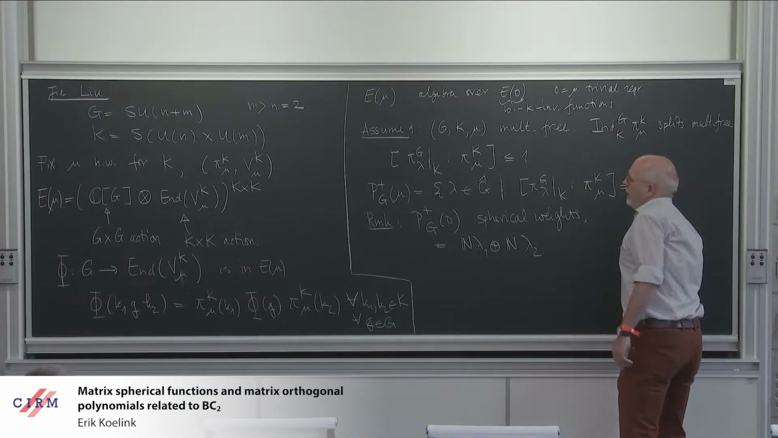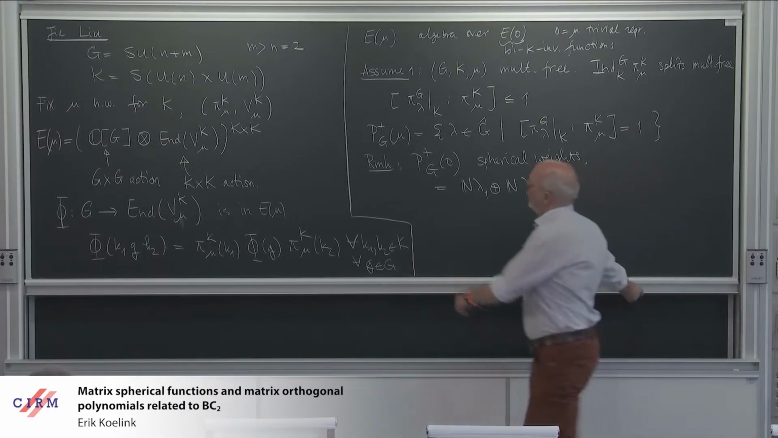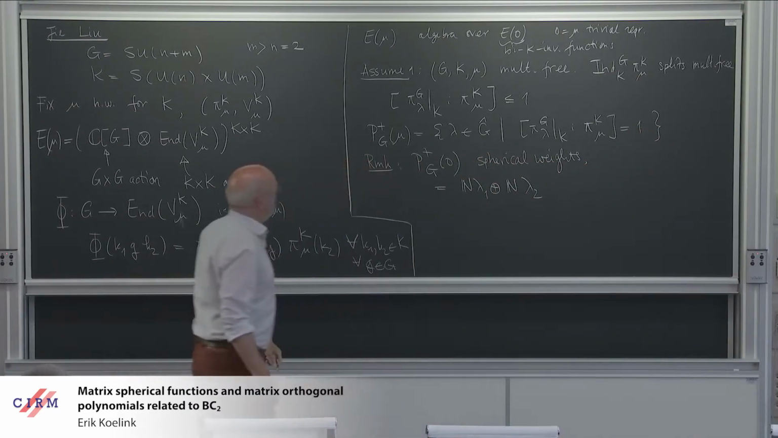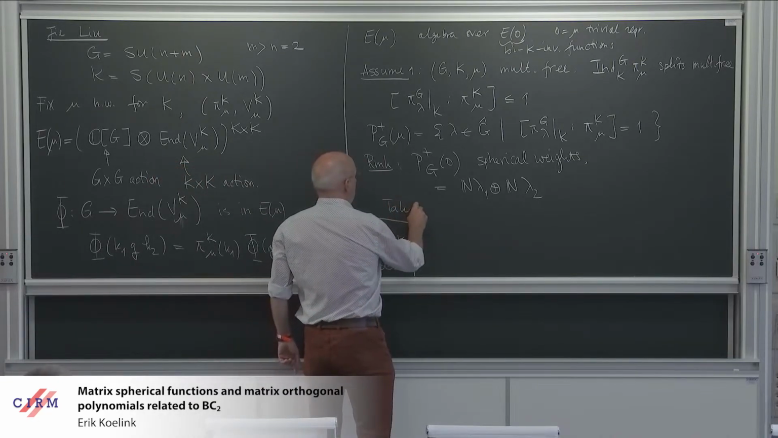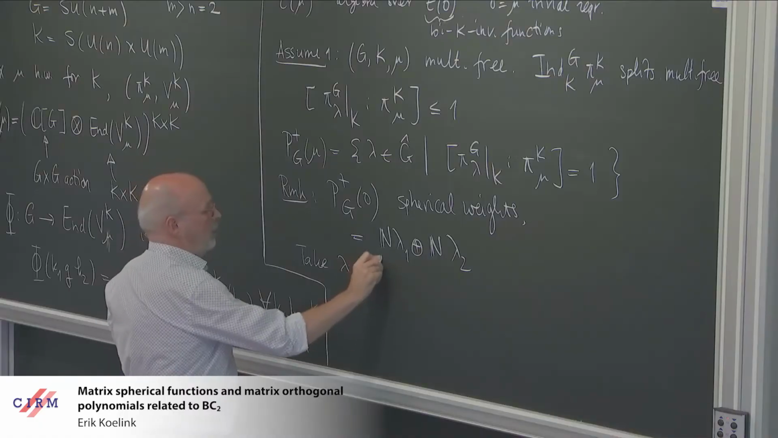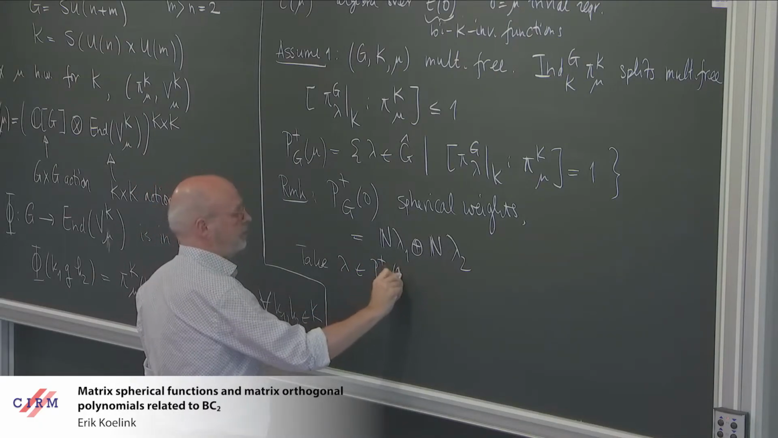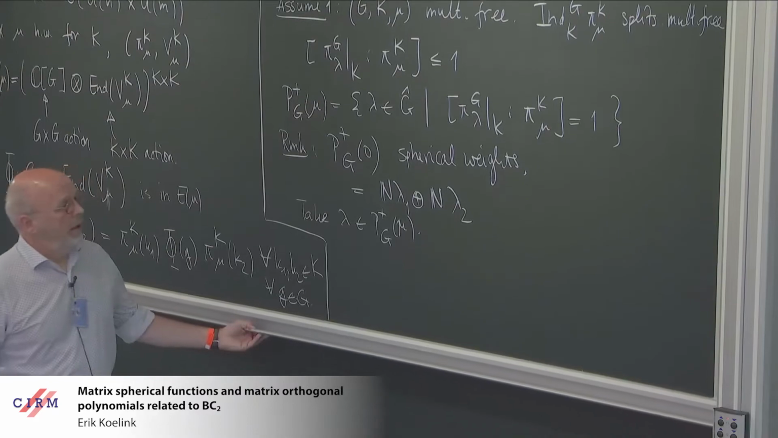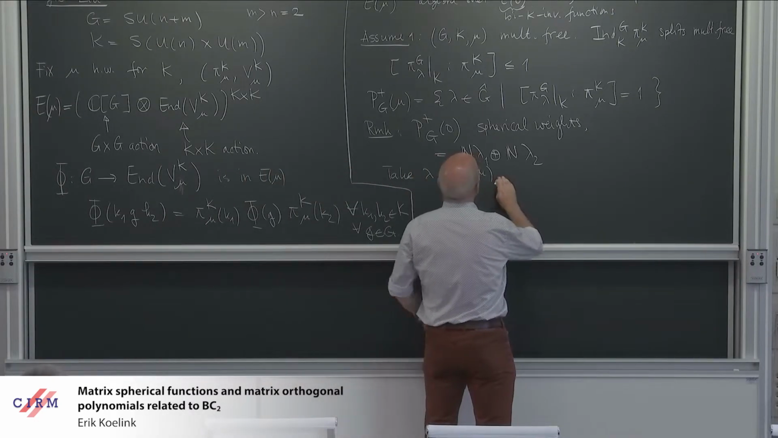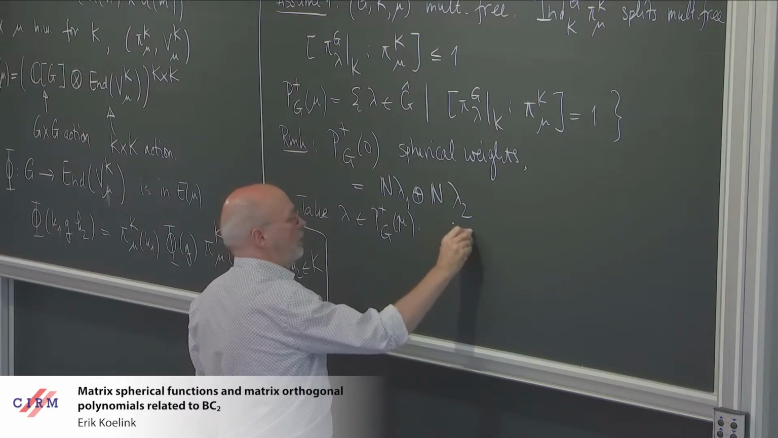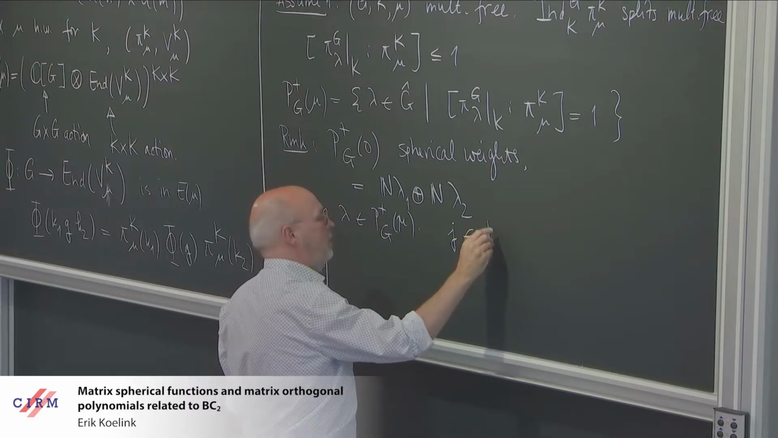Okay, so now if we take a lambda in this set, then we know that there is a K intertwiner, and I'll denote it, let's say, by J, so this is the K intertwiner.